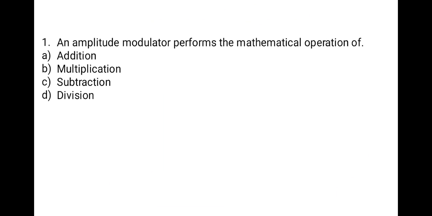First question is, an amplitude modulator performs the mathematical operation of: first option addition, second multiplication, third subtraction, and last one is division. In AM, the amplitude modulator is the product of carrier and modulating signal. So there is a multiplication of the carrier and modulating signal. So the correct option is multiplication.